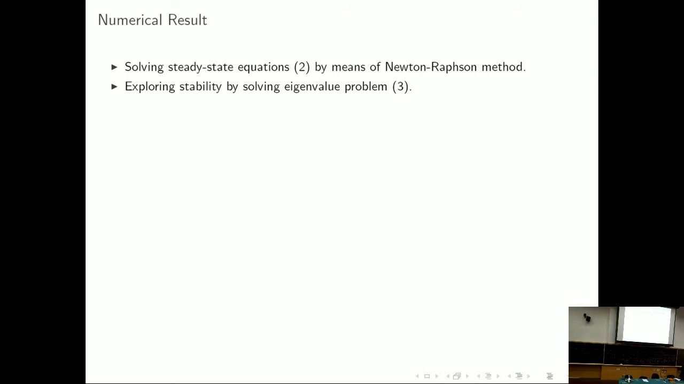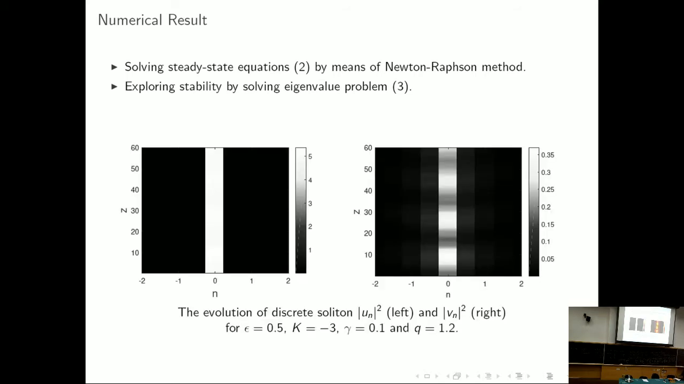We just use Newton-Raphson, and then we do some pictures here. The left one is for the absolute value of un, and the right one is the absolute value of vn squared for some parameter values. Maybe it's a bit difficult to see because on the left one there is a yellow-white region, so it's a very small variation. On the right-hand side it's more visible.